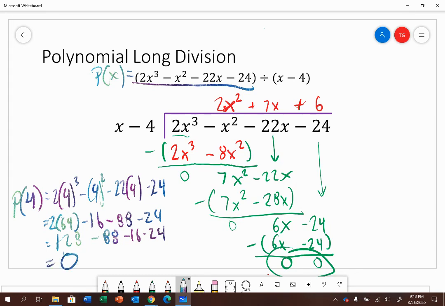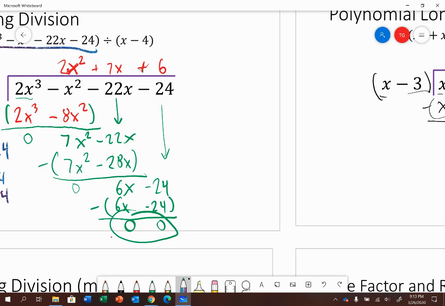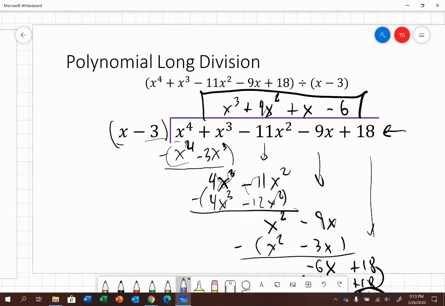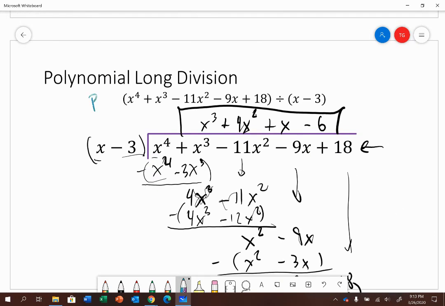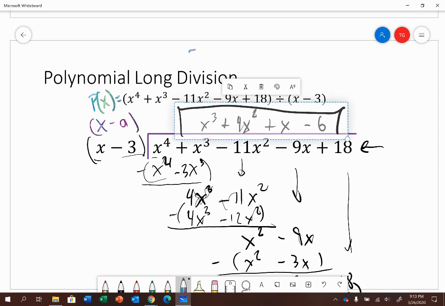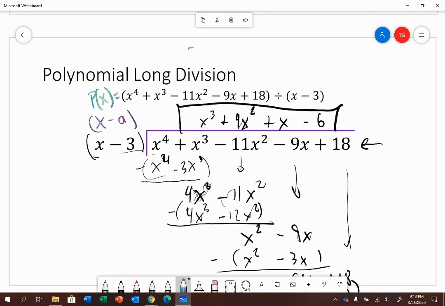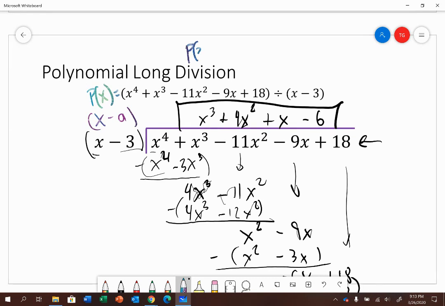And so that's proof that that works, and you can see it on this next one too. If we said that this was now p of x, and we plugged 3 into that, because x minus a is equal to x minus 3, right? So p of 3 in this case would be negative 3 to the 4th power.